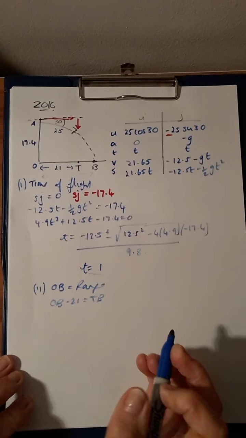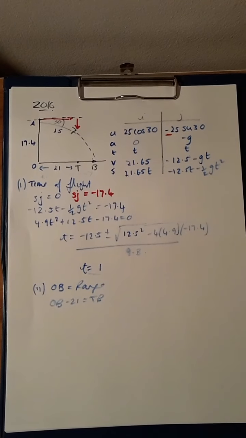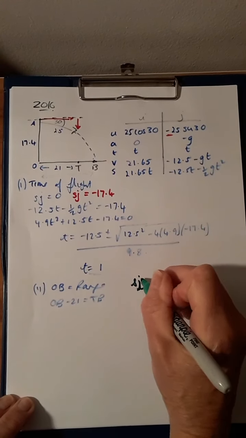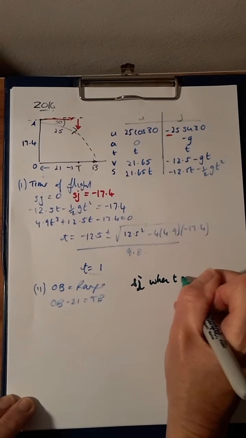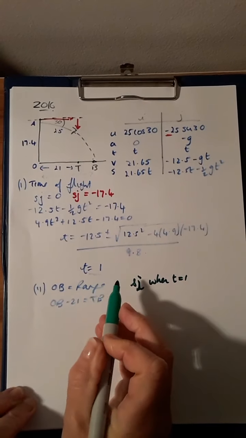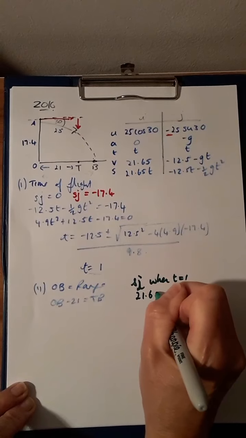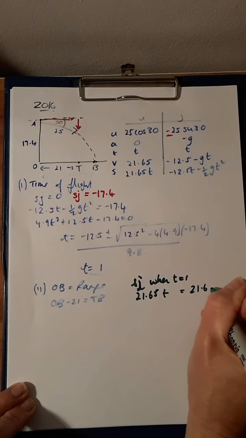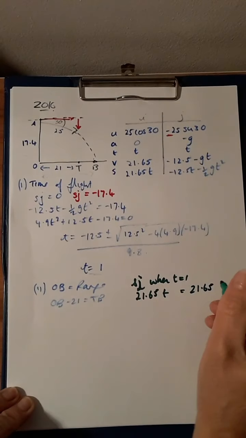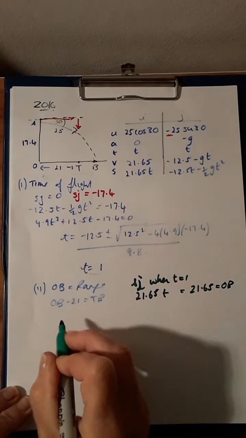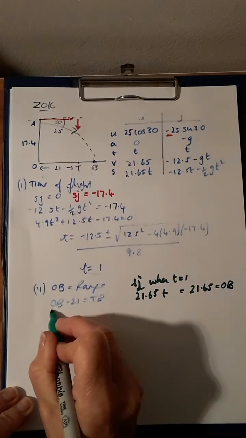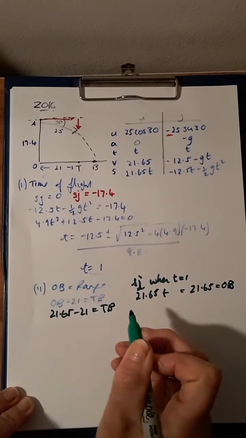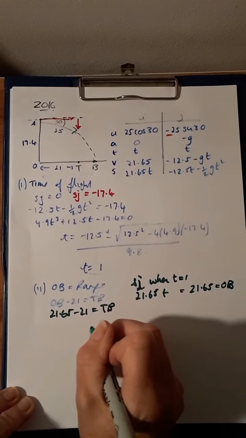Okay, so the range will be the SI when T is 1, because that's the time of flight. So the SI is 21.65 T. Put in T for 1, and I get, of course, 21.65. So that's the range. That's OB. So 21.65 minus 21 will give me TB, which means that TB, of course, is 0.65.